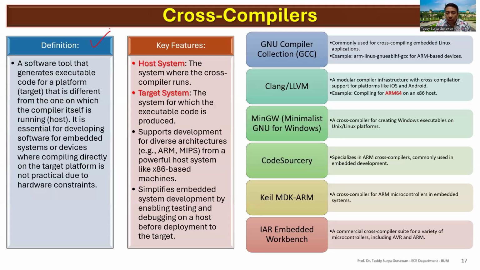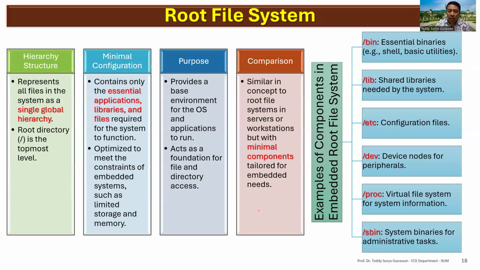These are the software tools, the key features: the host system, and then we have the target system. It supports development for diverse architectures. There are many examples of cross compilers, for example GCC, Clang, LLVM, MinGW, CodeSourcery, Keil MDK-ARM, and IAR Embedded Workbench. Okay, so these are examples of cross compilers. You can compile on the host, on your PC, and then run it on the target system. Okay, so that is the kernel.